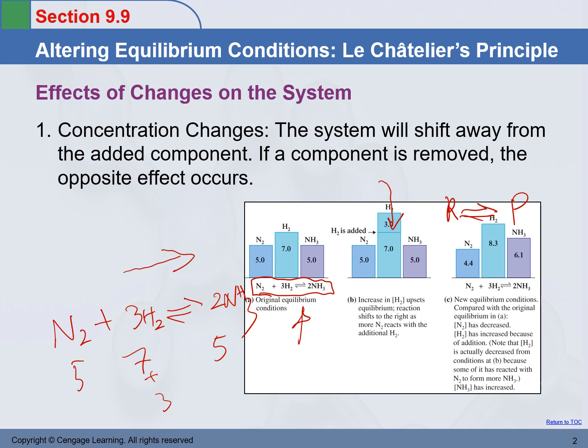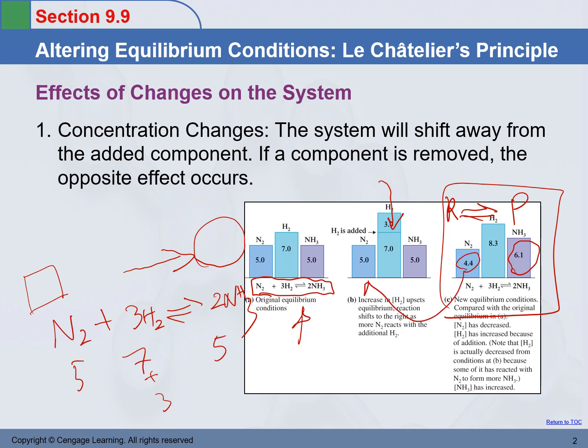You react the hydrogen with the nitrogen. As a result, more ammonia will be produced. Less ammonia will be left than before. Here we go. Eventually, more ammonia is produced. The amount of nitrogen is less than before. The amount of hydrogen, of course, is more than before because you added hydrogen. However, it is less than the original amount plus the amount you added. Why? Because of the amount you added, some of it is consumed by shifting the reaction to the right.